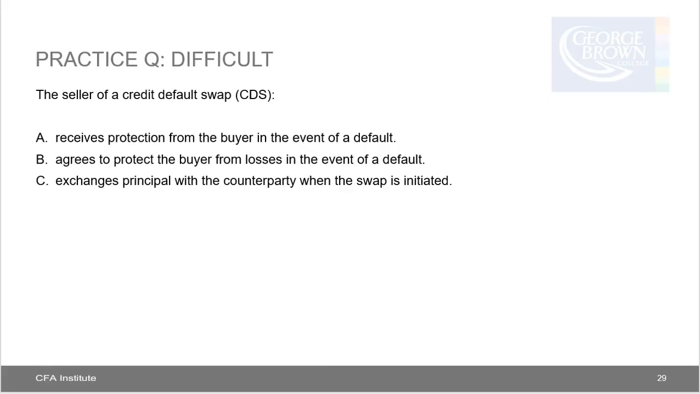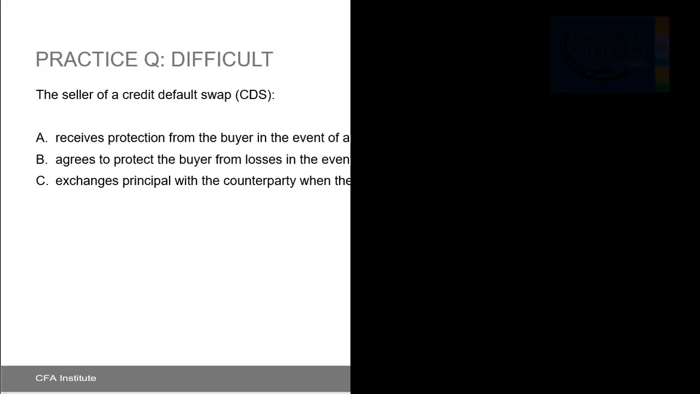So a quick practice question from the learning ecosystem. It's at the difficult level. The seller of a credit default swap: A, receives protection from the buyer in the event of a default; B, agrees to protect the buyer from losses in the event of a default; or C, exchanges principal with the counterparty when the swap is initiated.